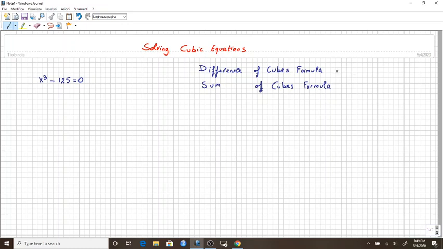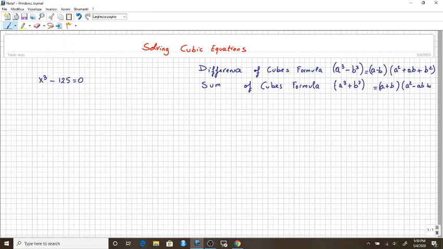So the difference of cubes formula is this. If I have the difference of two cubes, a cubed minus b cubed, this can be written as a minus b times a squared plus ab plus b squared. The sum of cubes formula is very similar. Instead of a negative sign, we're going to have a positive sign. So a cubed plus b cubed equals a plus b times a squared minus ab plus b squared.